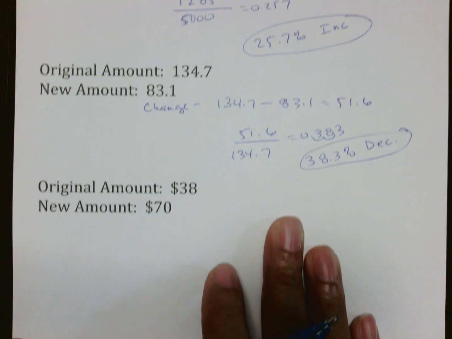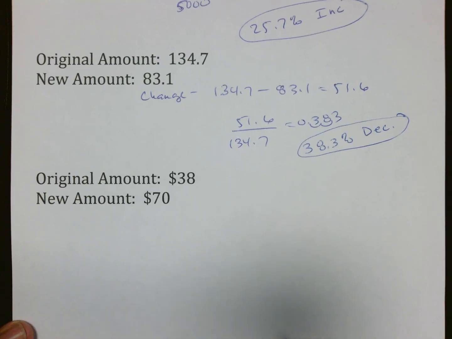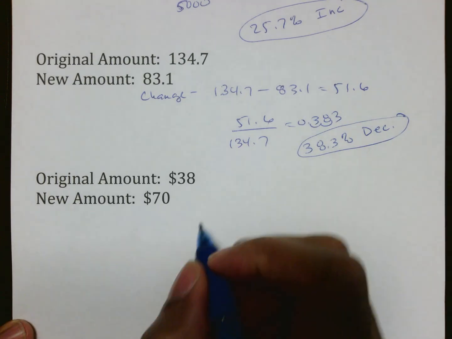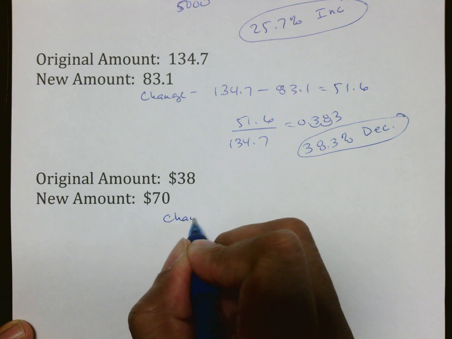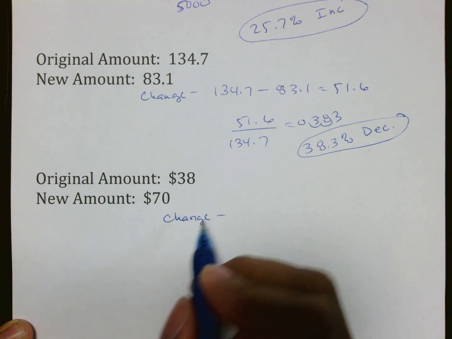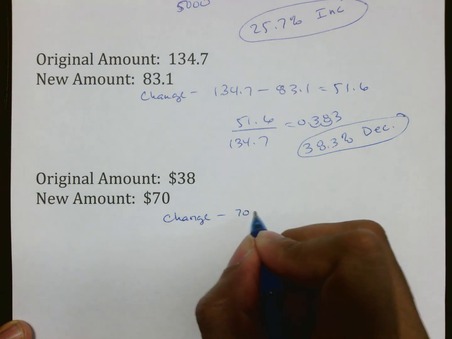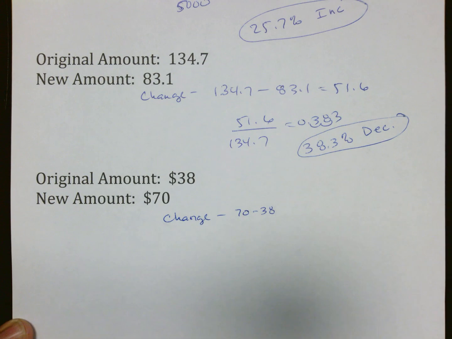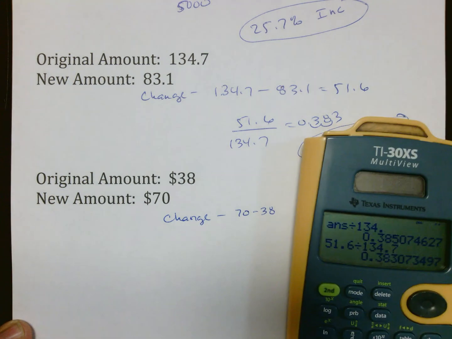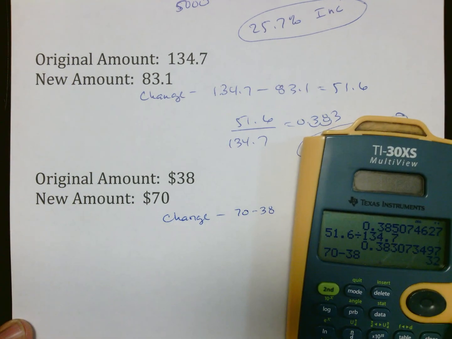Third example, original amount 38, new amount 70. If they want percent change, we first must find out how much it changed. It does not matter what is first, but I always like to start with the big number first. 70 minus 38 is 32.